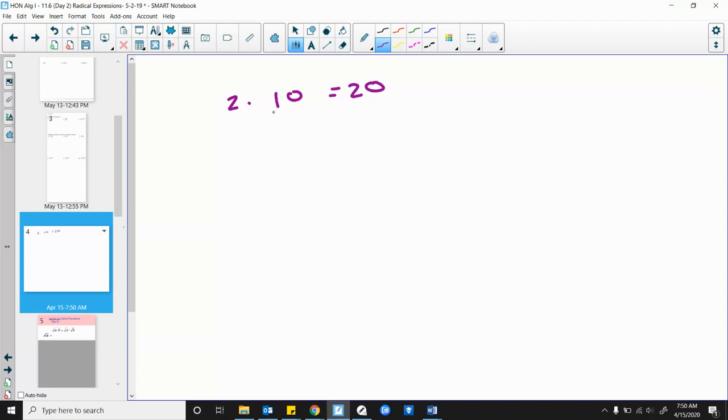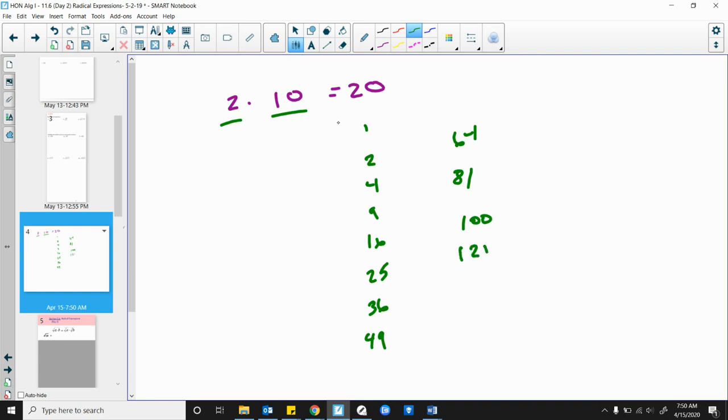The reason it doesn't help us is because we need a perfect square as one of these factors. We need 1, 2, 4, 9. We need 16. We need 25. We need 36. We need 49. We need 64. We need 81. We need 100. Those are going to help us clean up these answers a lot more and simplify them. So 2 times 10 is not going to work in this situation.